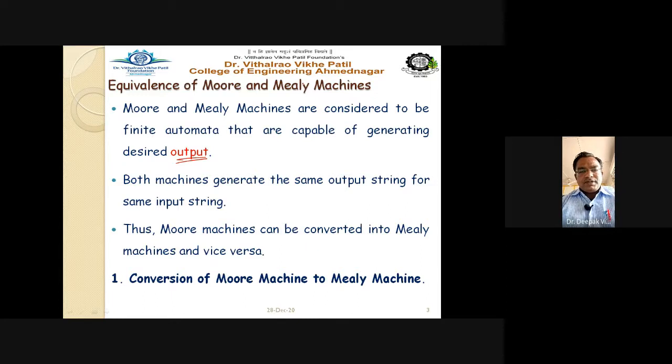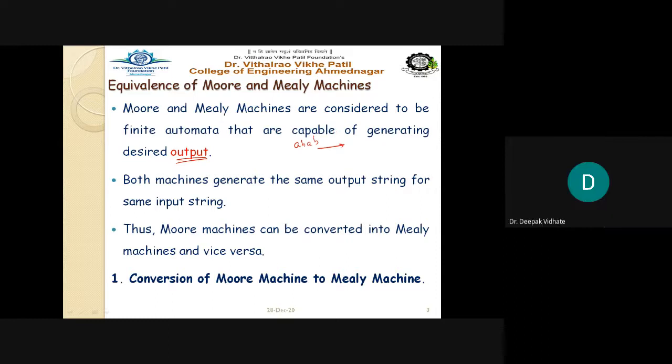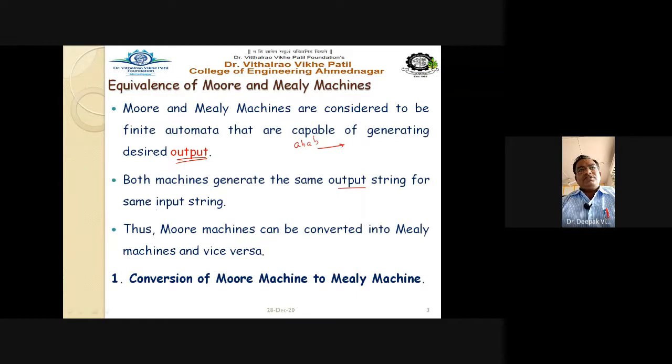But in the case of the Moore machine and the Mealy machine, here we are getting certain output. We input some string, for example AB, and it gives a certain form of output in both machines, whether it is a Moore machine or a Mealy machine. Getting this point? But the machines generate the same output string for the same input string. Meaning both machines generate the same output string.